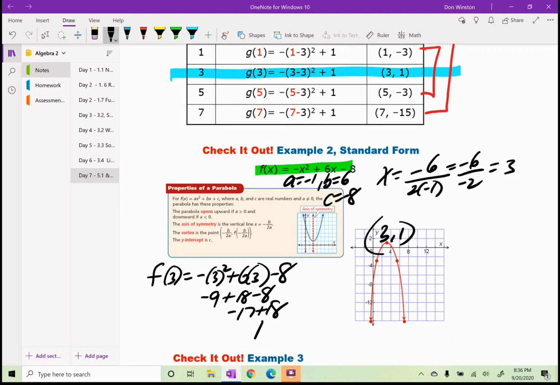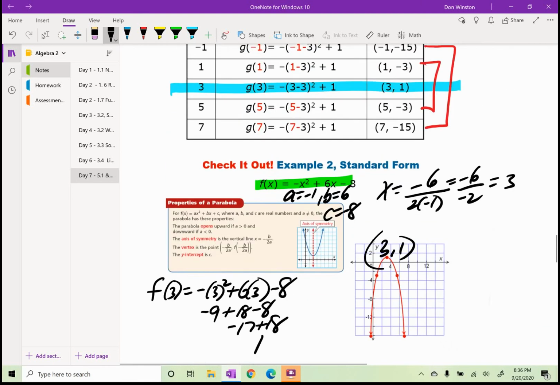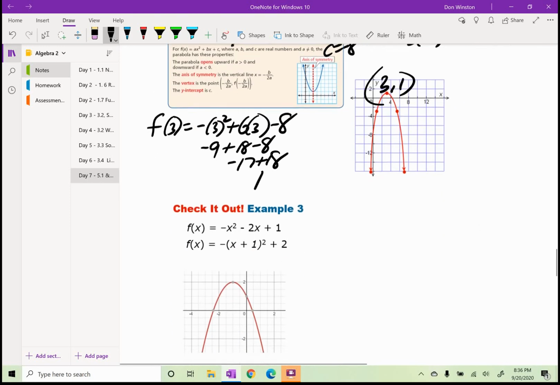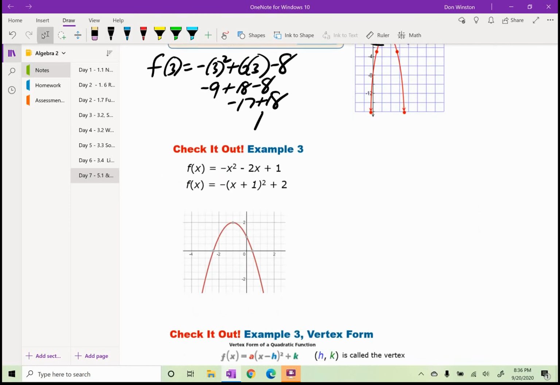And then as we did before, we start at the vertex, and then we graph 2 points to the left and 2 points to the right using the standard form. Let's continue. Here's another one. Negative x squared minus 2x plus 1, and f of x is equal to negative x plus 1 squared plus 2.